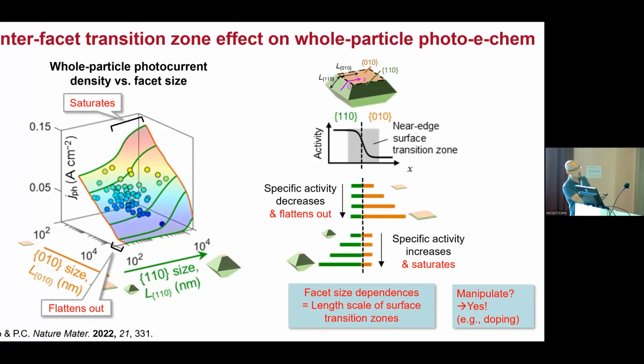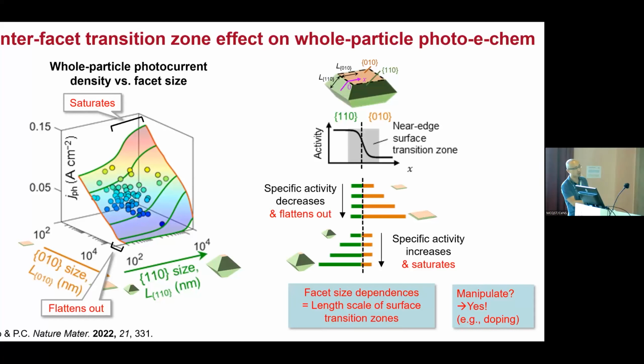So essentially, this particular transition zone really dominates the shape-dependent and size-dependent behaviors of this particular particle in photoelectrochemical behaviors. Again, this behavior is dominated because the surface transition zone width is comparable to particle size. Now, at the end of the day, we also ask ourselves, can we manipulate this surface transition zone, make it wider or narrower? The answer is yes.